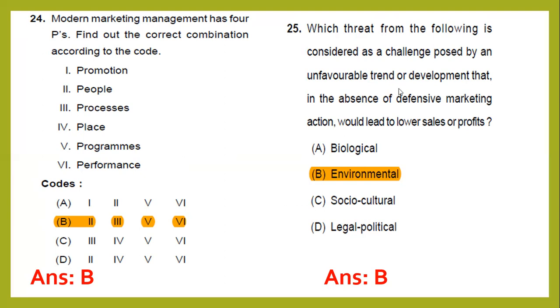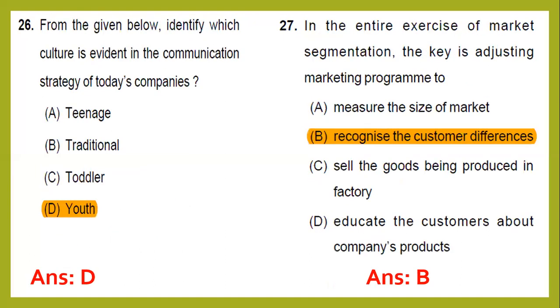Which threat from the following is considered as a challenge posed by an unfavorable trend or development that, in the absence of defensive marketing action, would lead to lower sales or profits? The correct option is environmental. For 25th question, the correct option is B, environmental. So next we go for 26th question. From the given below, identify which culture is evident in the communication strategies of today's companies. The correct option is D, youth.